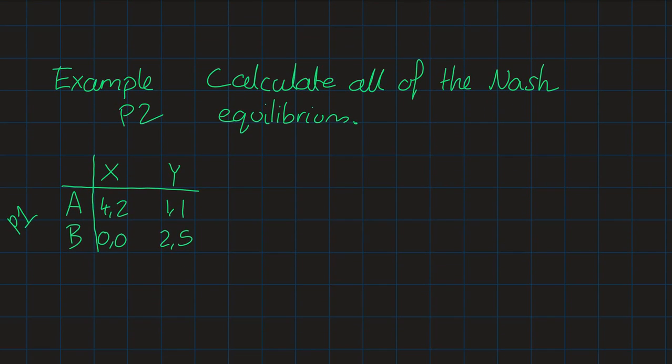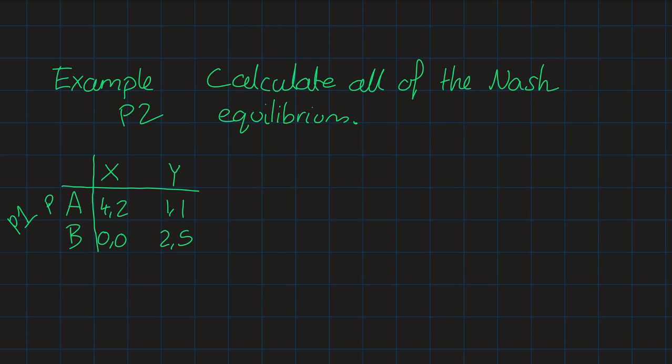Okay, so the example is as follows. Here's some game, it's a 2x2 game, and the question is just to calculate all of the Nash equilibrium. If the question says all of the Nash equilibrium, that means you have to calculate the mixed ones and the pure ones. Well, let's begin with the mixed ones. Recall that when you're trying to calculate the mixed Nash equilibrium, all you're after is a pair of indifference strategies. Mixed Nash equilibrium is a pair of indifference strategies.